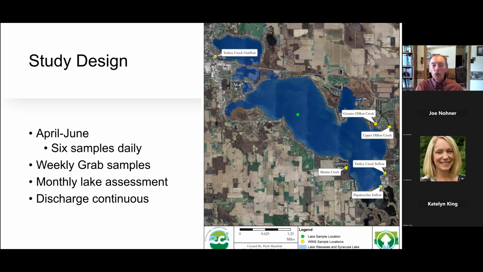And so after a year or two of this, well, let me back up a minute. Each one of those sites was sampled April through June, collecting 6 samples daily. Those samples had to be picked up every day, April through June. Weekly grab samples were taken outside of April and June. And then monthly lake samples and lake profiles were taken at the green dot out in the deepest part of the lake. Stream discharge was measured continuously during the entire study.